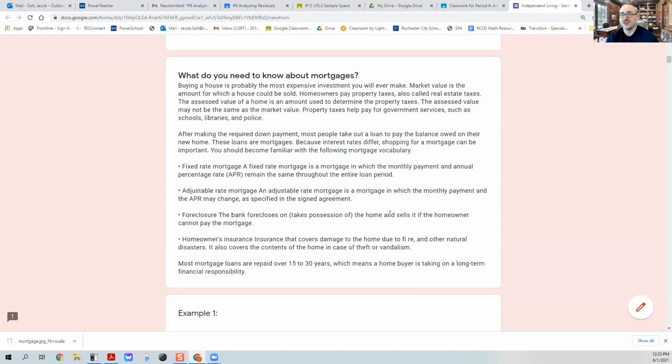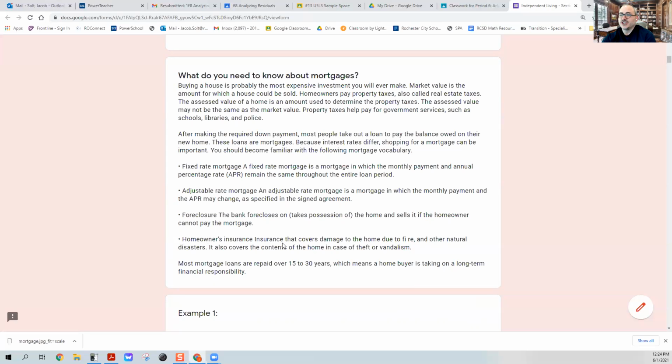If they sell it for how much you owe on it, then you don't have to worry about it. You're done. If, however, they sell it and say there's still $20,000 that you owe, even though they foreclosed on you, you still owe them the 20 grand that they didn't get back yet. So just be aware how that works.